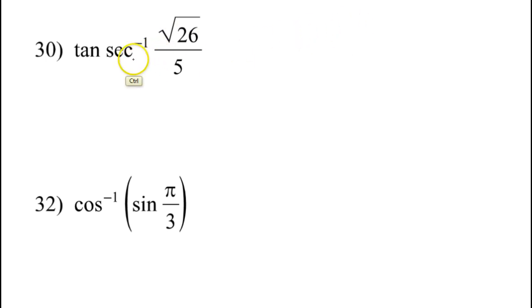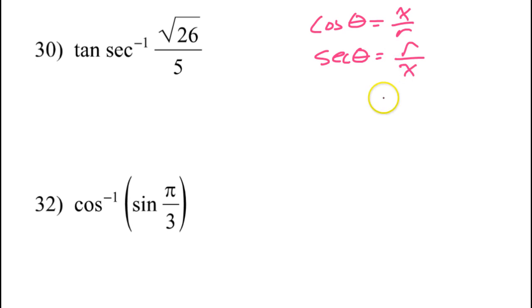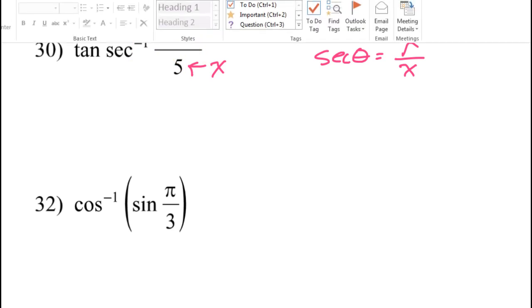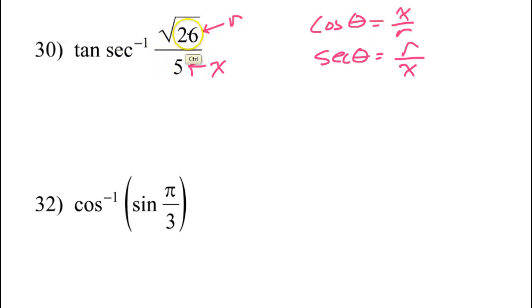First of all, secant is the reciprocal of cosine. So I know that cosine is x over r. That means that secant is r over x. So that tells me that the radical 26, that's r, and the 5, that's x. So even though I can't find the angle, I can draw it. So I'm going to draw a picture of this angle.